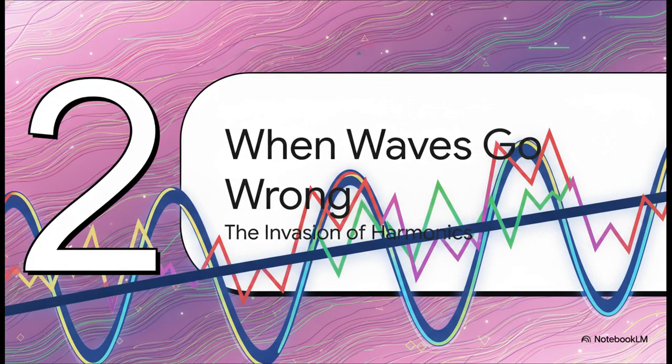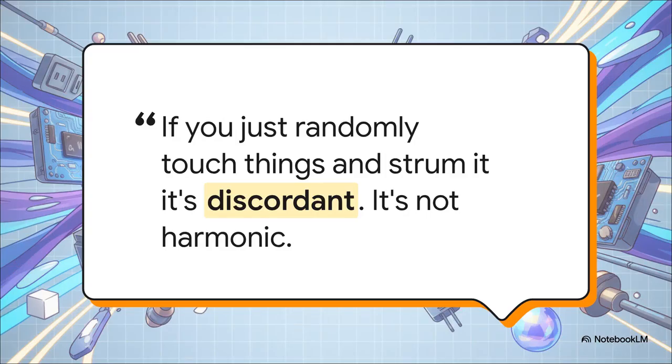Okay, so we've got this perfect 60 times a second rhythm. But what happens when that rhythm gets invaded by other, conflicting signals? Well, that's when you get harmonics. Here's a great way to think about it. A clean electrical wave is like one single pure note from a guitar. Harmonics are like a bunch of other notes trying to play at the exact same time. Now in music, that can create a beautiful chord, right? But in an electrical system, it just creates discord, a total jumble of chaotic signals.